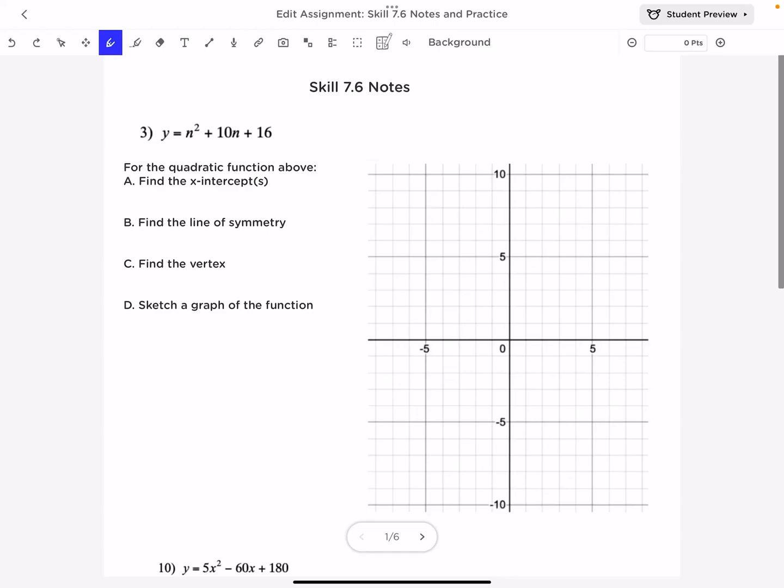Okay, so for these notes for problem number 3, part A says find the x-intercepts. And so what we're going to have to do with this one is we're going to have to factor it. So y is equal to n squared plus 10n plus 16.